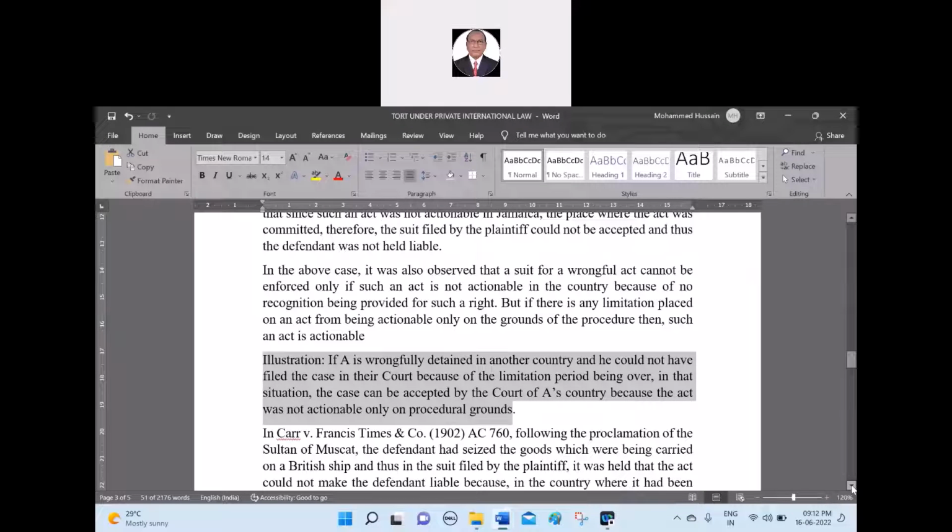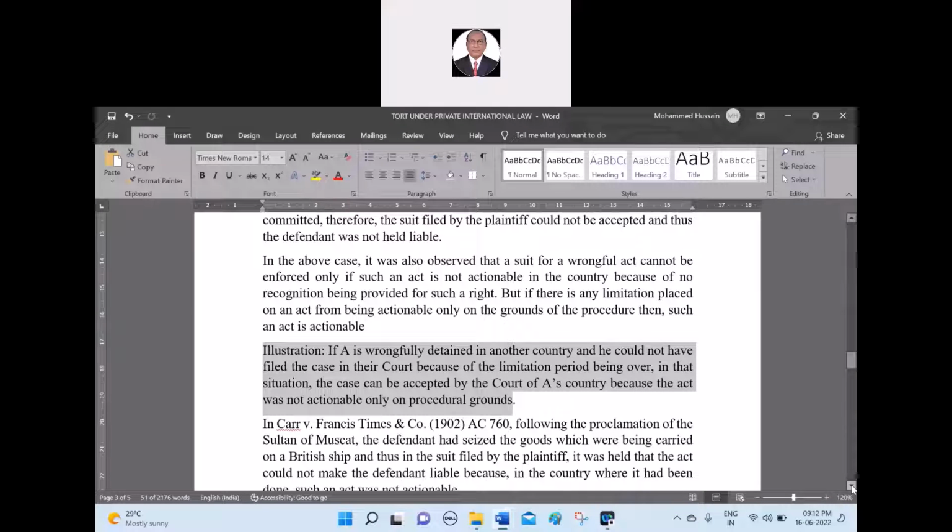The part which I highlighted is an illustration. If A is wrongfully detained in another country and he could not have filed the case in the court because the limitation period is over, in that situation the case can be accepted by the court of A's country, because the act was not actionable only on procedural grounds. The law of limitation is a procedural ground. Hence, if the law of limitation is not accepted over there, then the exemption will be given to the foreigner. Yes, it can be filed.